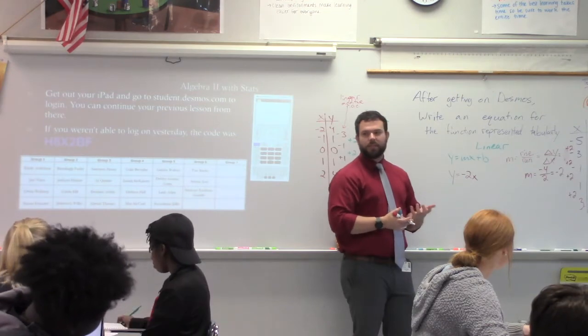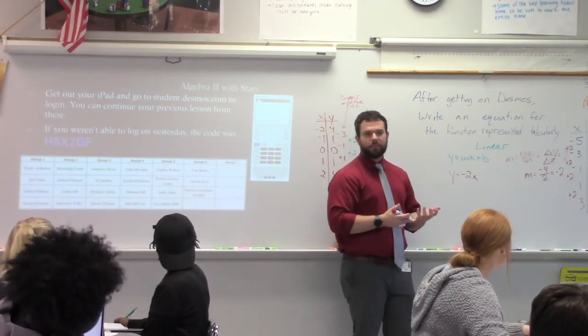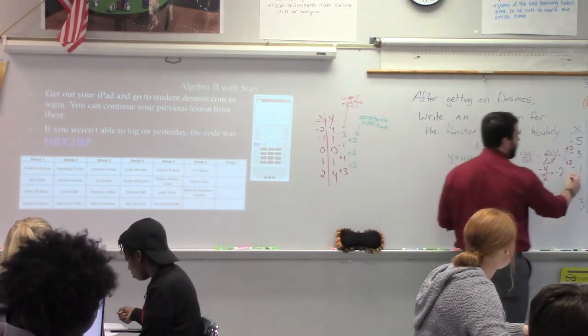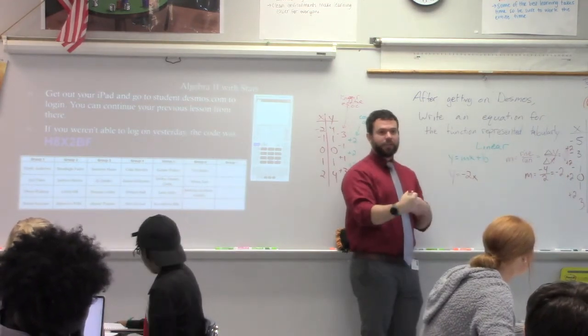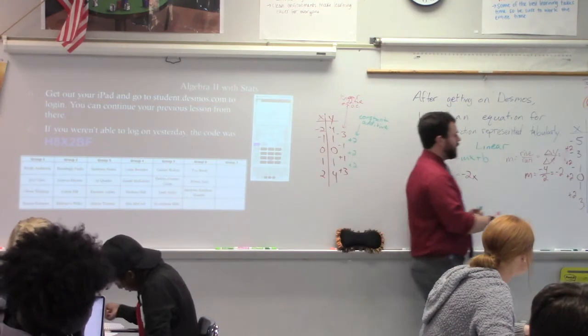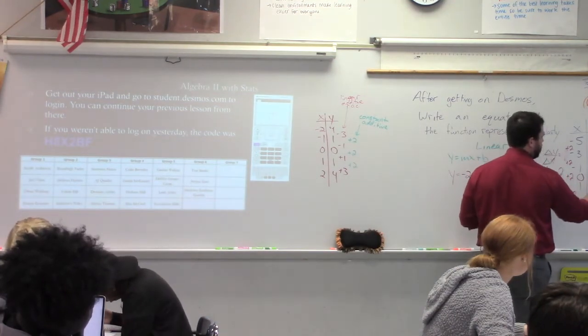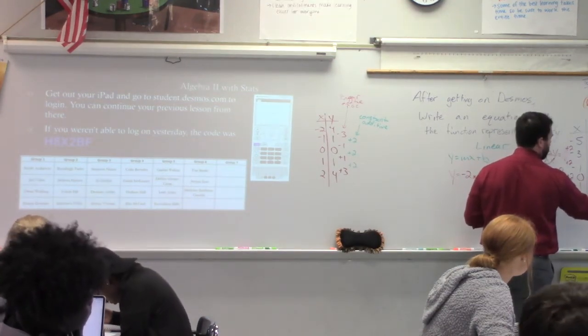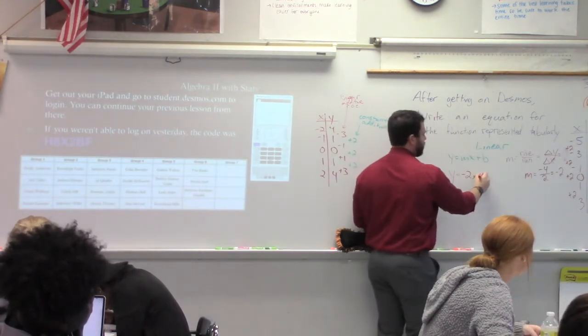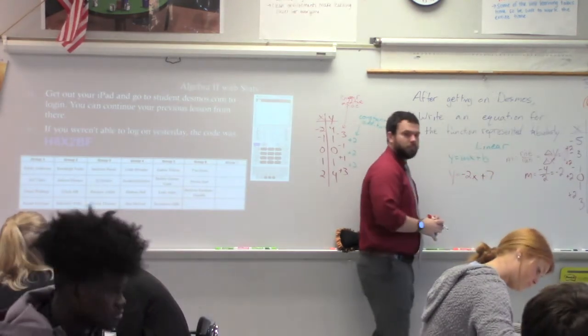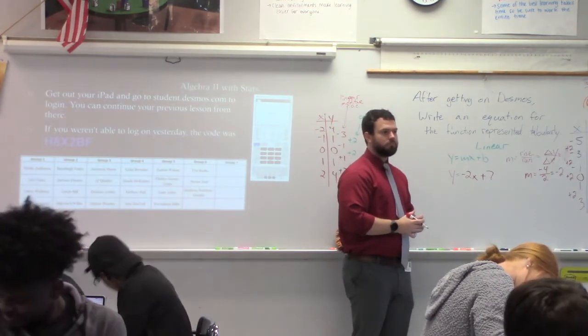So y-intercept exists when the input is 0. That 0 would be right here. If every 2 is negative 4, every 1 would just be minus 2. True. That's my minus 4 right there. Okay, so plus 7. Good job. That makes sense.